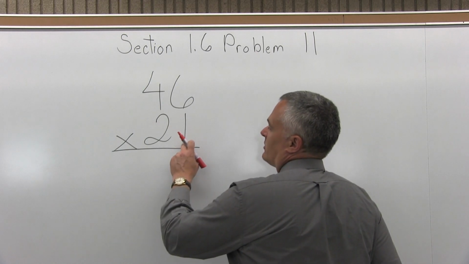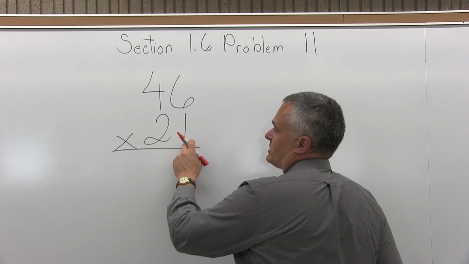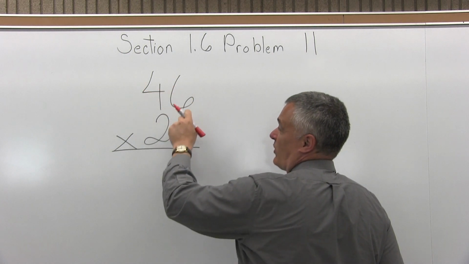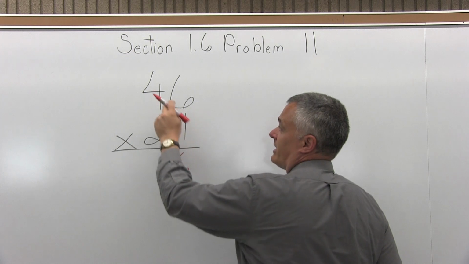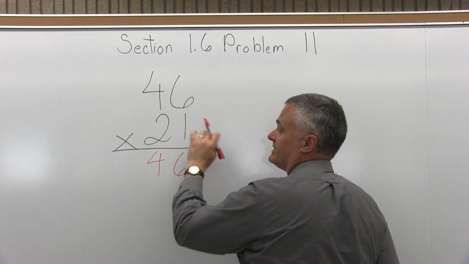So start with the rightmost digit in the bottom row, which is the 1, and multiply it times the 6 and the 4. 1 times 6 is 6, 1 times 4 is 4. Now the 1 is done.